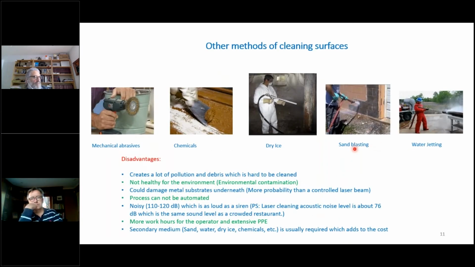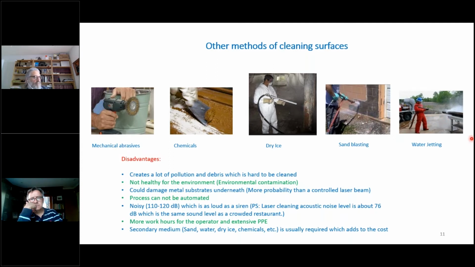And then we have the competing methods for cleaning surfaces. So for example, you have the mechanical abrasive, from left to right, the rotating disc. This could potentially damage the surface and cause scratches. The chemical method, where you apply a chemical and then wait for a few minutes and then scratch the surface. So this could also potentially damage the surface and also contaminate the surface. And then you have all these other methods.